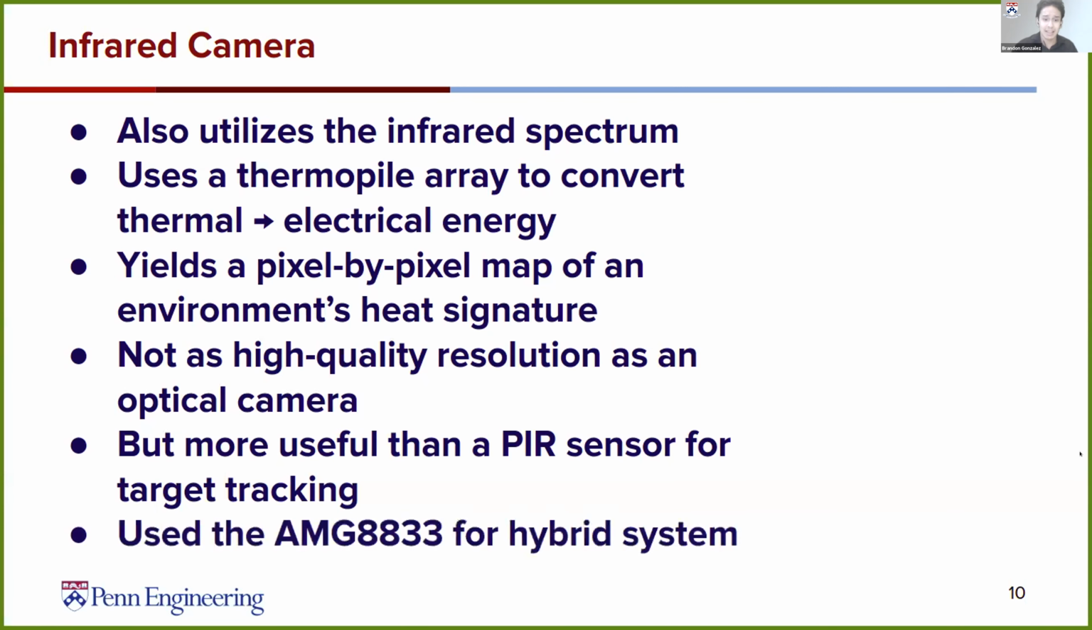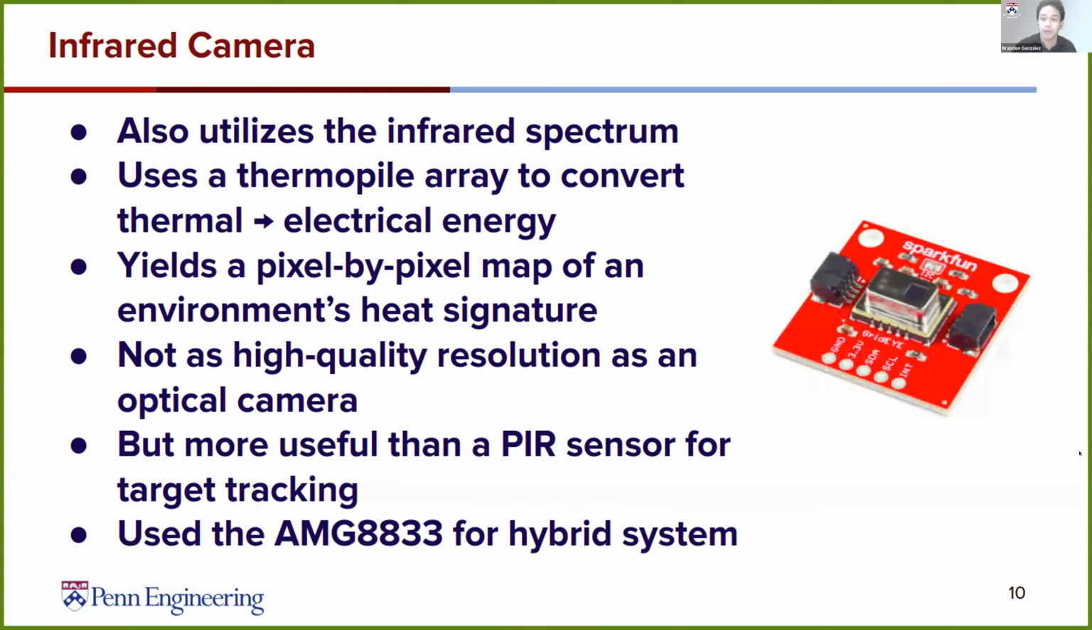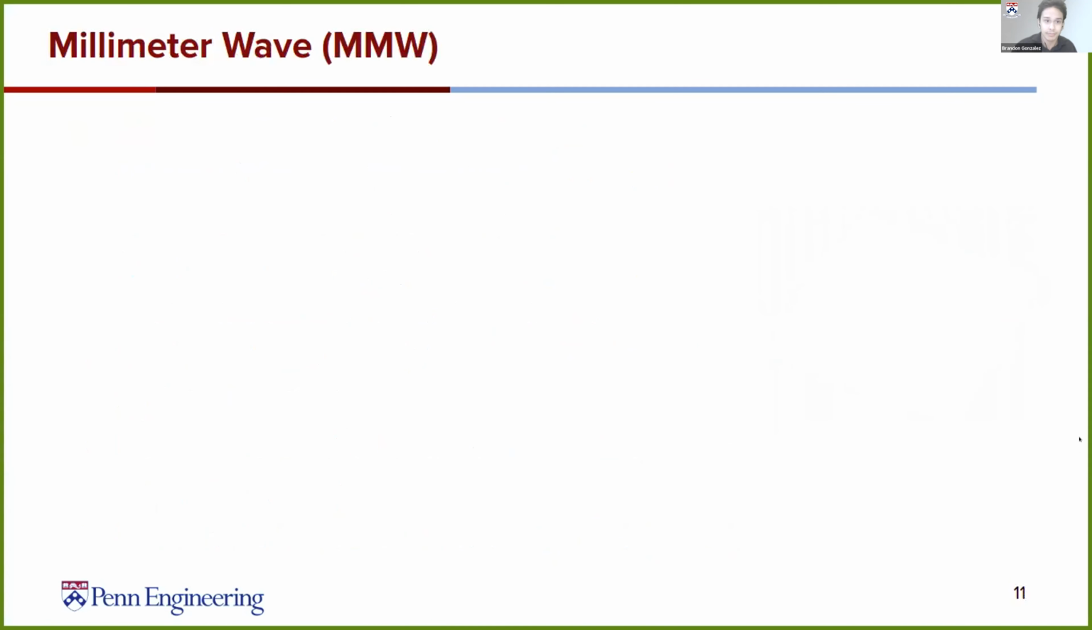But the specific infrared camera that we use for this project is the AMG8833, also known as the GridEye from SparkFun. It communicates its data over an I2C bus to a microcontroller. So this is more useful than a PIR sensor to use.